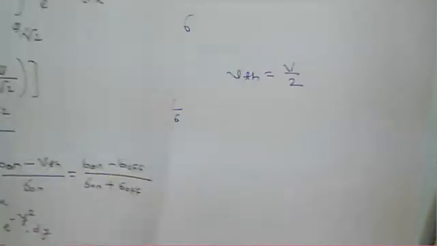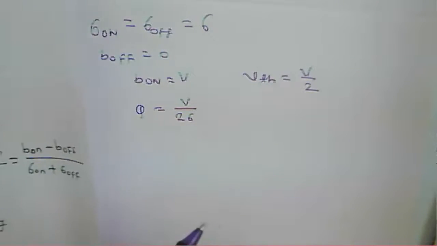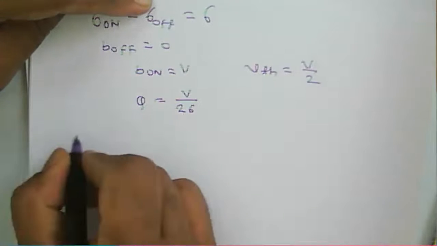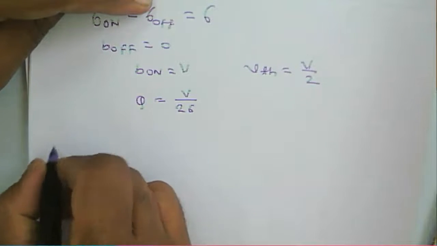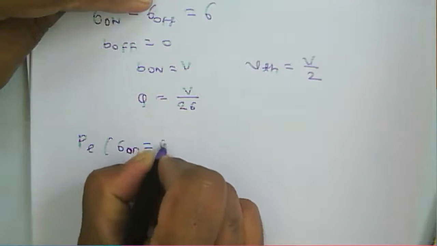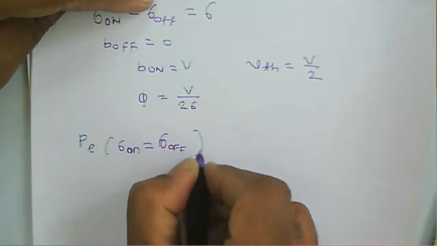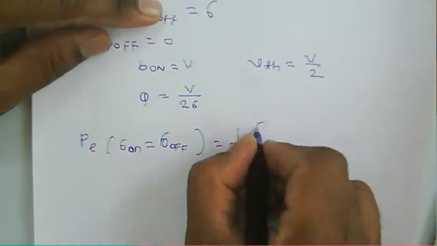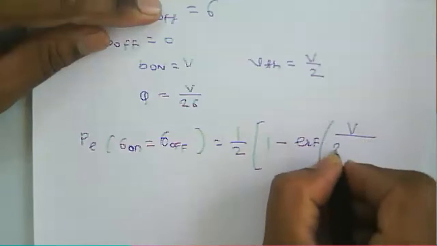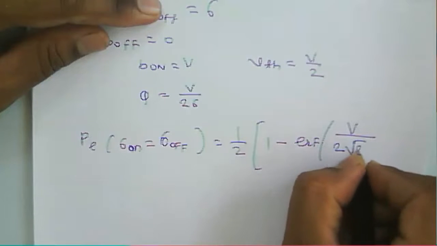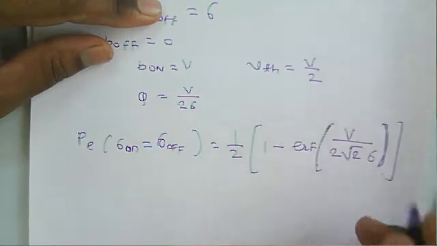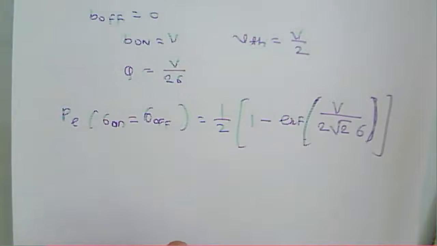Now this one, okay, this equation we are saying that we can find out a Q is equal to T sigma. Then in that particular case, the probability of error, when we can say that sigma on is equal to sigma off, that is equal to what? 1 minus error function B by 2 under root 2 sigma. That is the probability of error here.